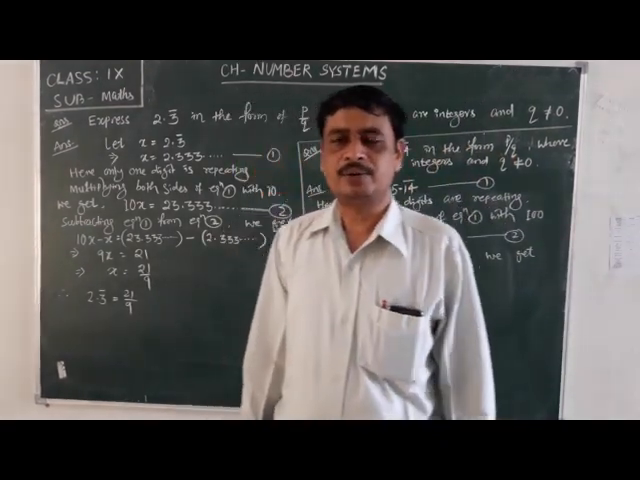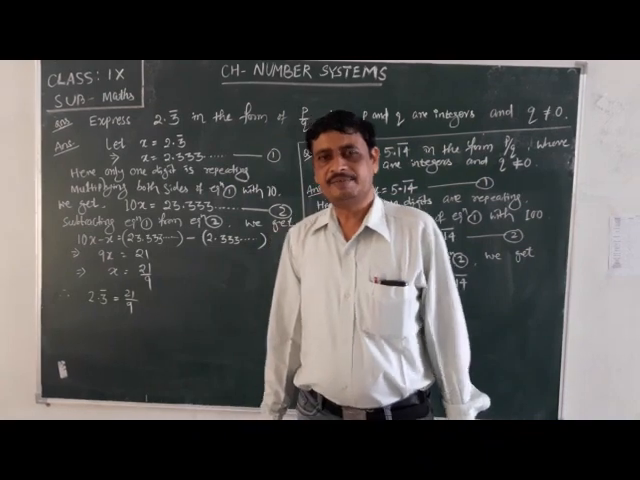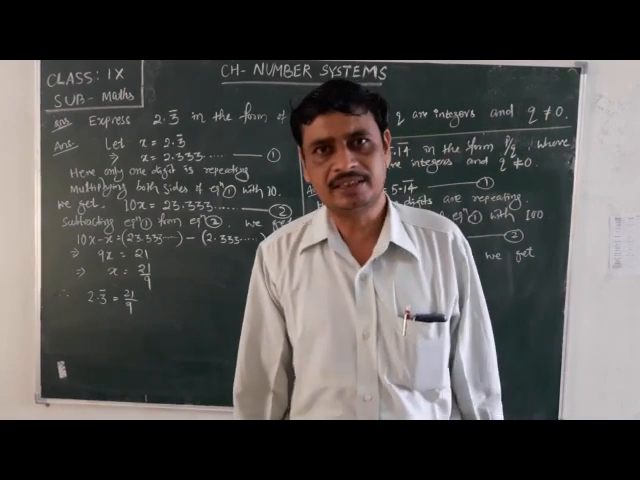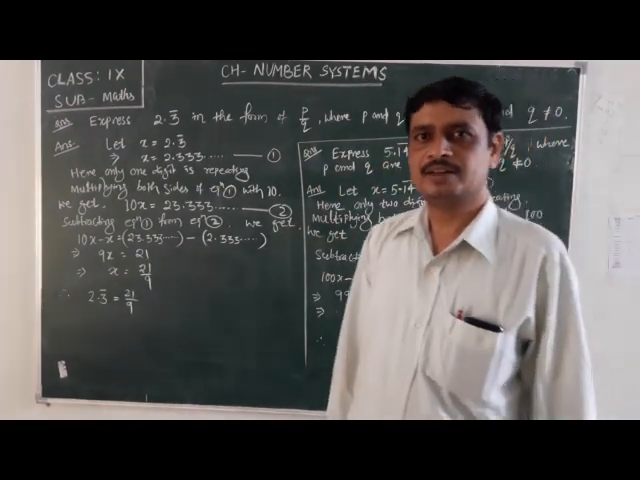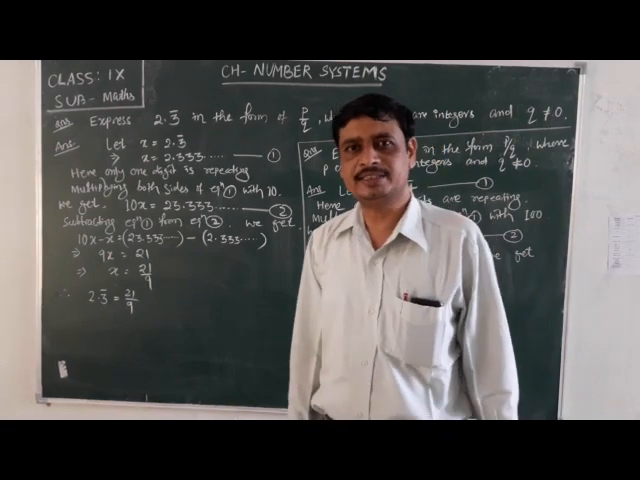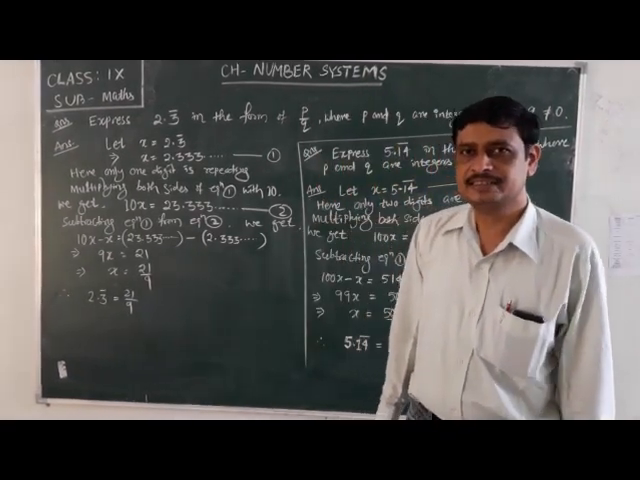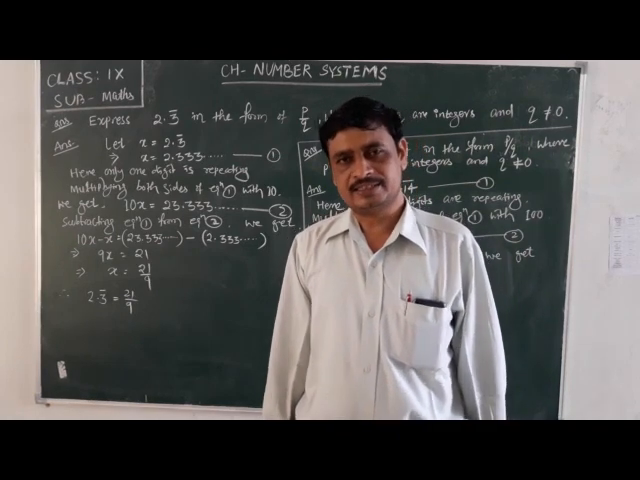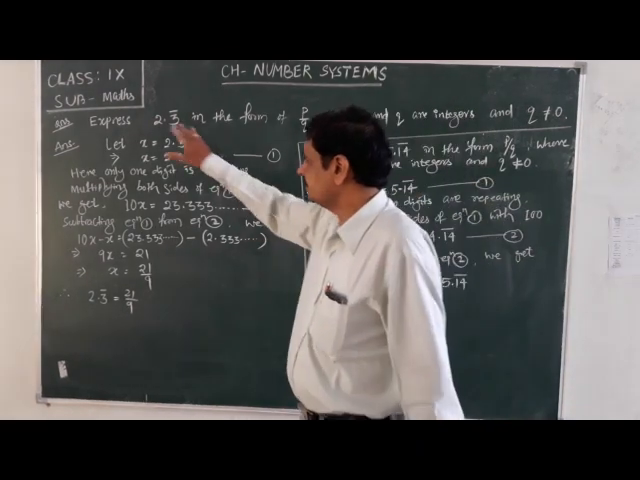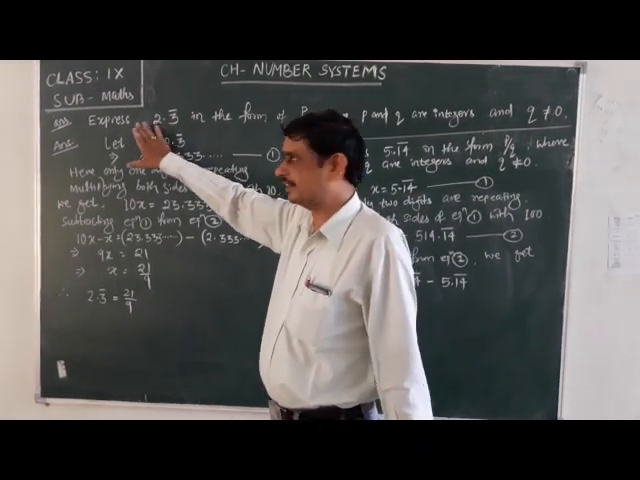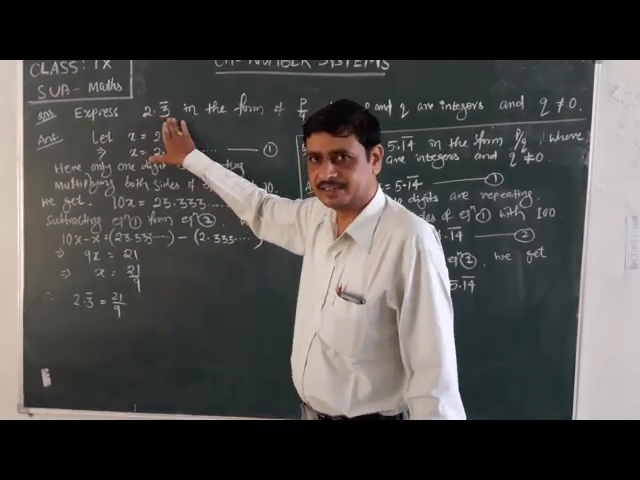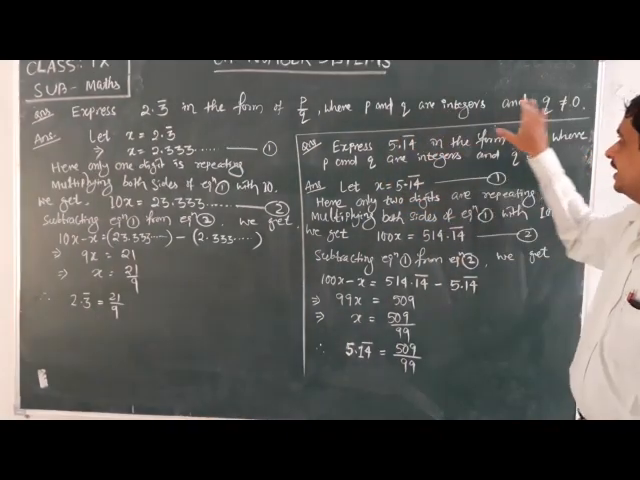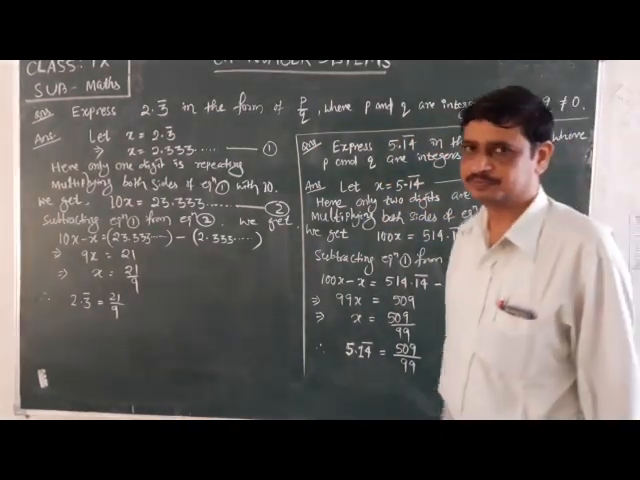Now we will discuss how a non-terminating repeating decimal expansion can be expressed in the form of p by q, where both the numerator and denominator p and q are integers and the denominator q is not equal to 0. Let's see some examples. Here is a question. Express 2.3 bar in the form of p by q, where p and q both are integers and q is not equal to 0.